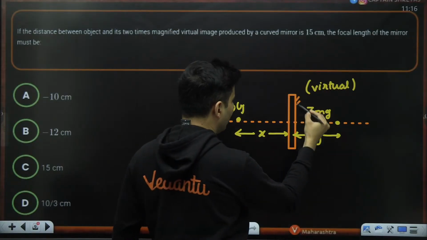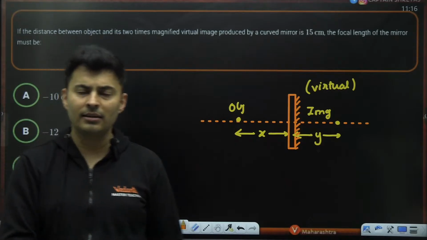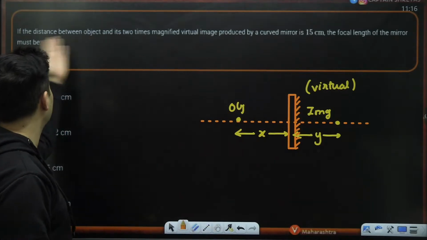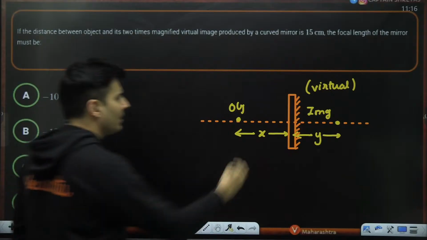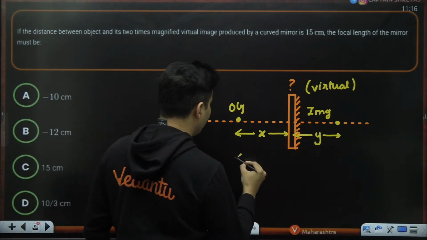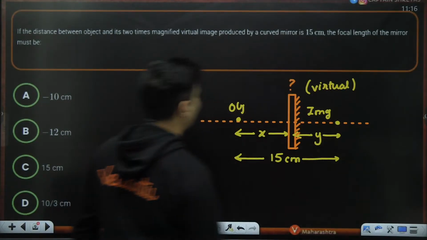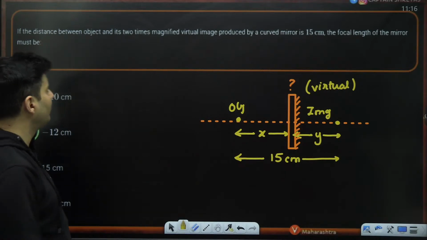I know you are wondering why I have drawn a straight rectangle. I do not know whether the mirror is concave or convex, since it is not given, so it's an unknown mirror. Now the total distance between the object and the image is given to be 15 centimeters, so I'll mark that as well. The question is to find the focal length.